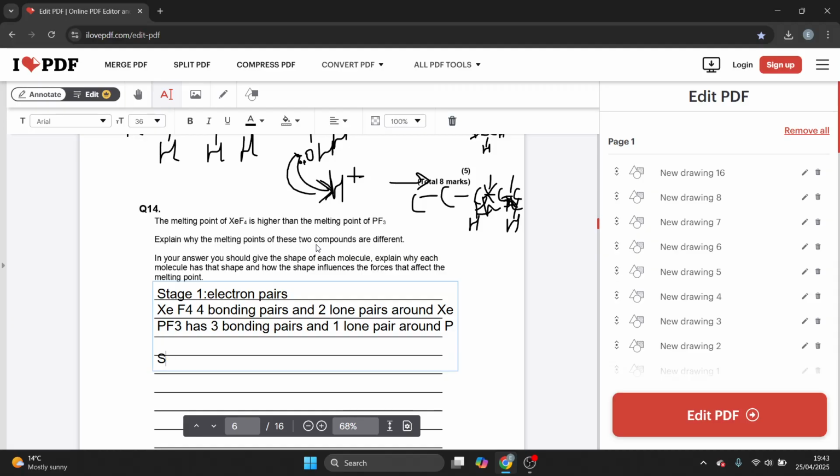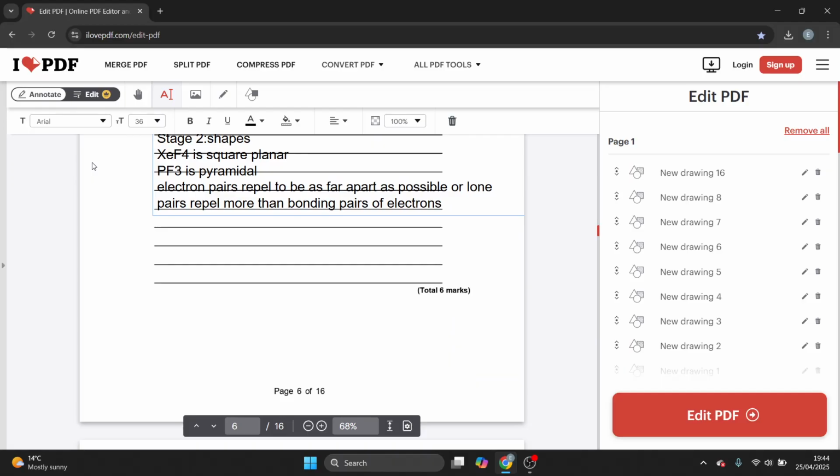Stage 2, the shapes. XeF4 is square planar, or you could draw out the shape, and then say PF3 is pyramidal. And then say electron pairs repel to be as far apart as possible, or you could say lone pairs repel more than bonding pairs of electrons. You guys can't see that, but there you go: lone pairs repel more than bonding pairs of electrons.